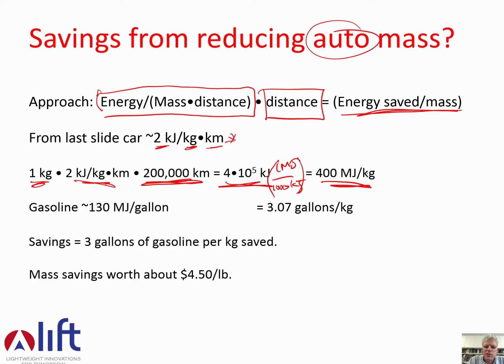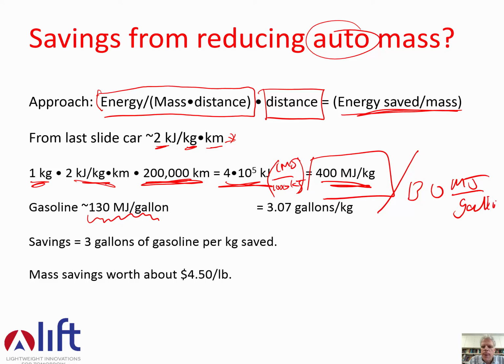So I get 400 megajoules per kilogram. On the last slide I also showed you that there's about 130 megajoules in a gallon of gasoline. So I can take 400 megajoules per kilogram and divide this by 130 megajoules per gallon, and notice that gallons are in the denominator of the denominator there. So megajoules cancel, and I find that by saving that 1 kilogram in a vehicle, I save about 3 gallons of gasoline over the life of the vehicle. I can put a real cost on that too. Gas is about $3 a gallon.